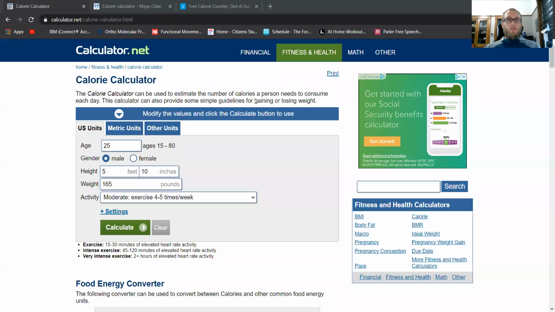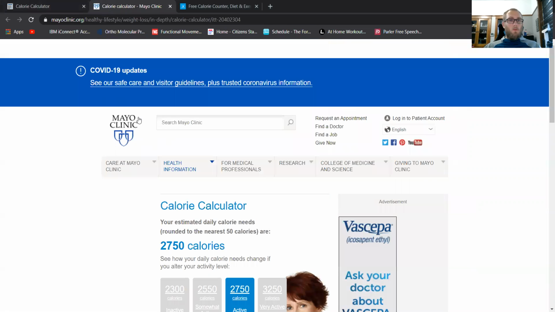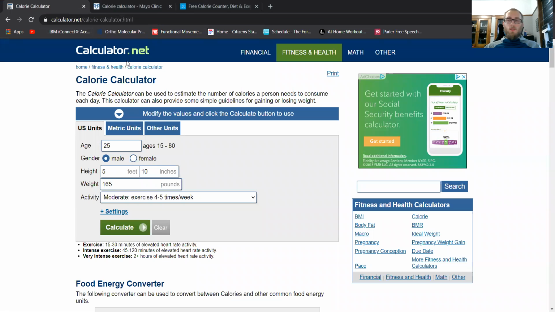Okay, so if this video works right, what you're seeing now is a calorie calculator. This is roughly where you want to start on the bottom tier. There's a couple of different ones. You've got Mayo Clinic, you've just got Calorie.net. Most of them are going to be in the ballpark within 1 to 200 calories of each other. So let's actually just go through a rough profile for me.